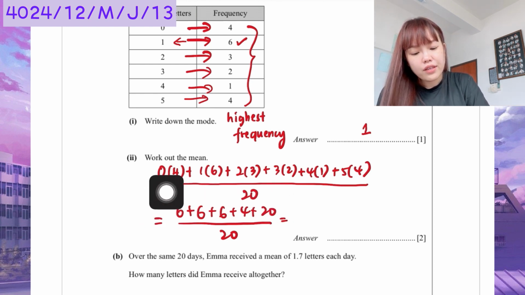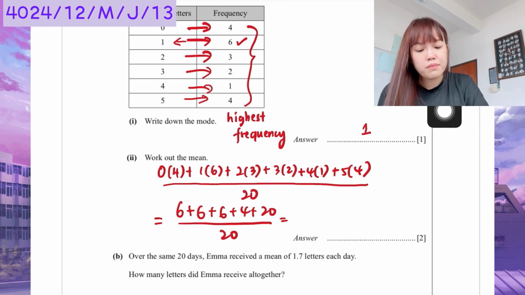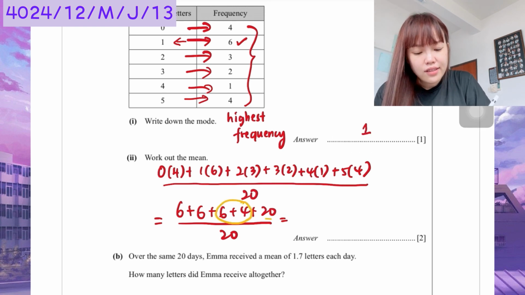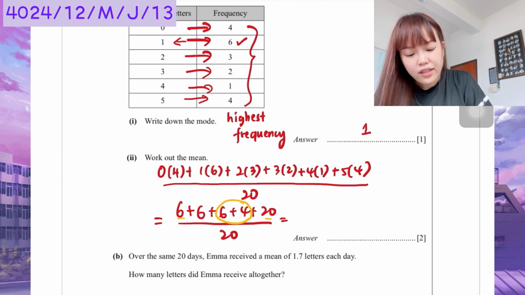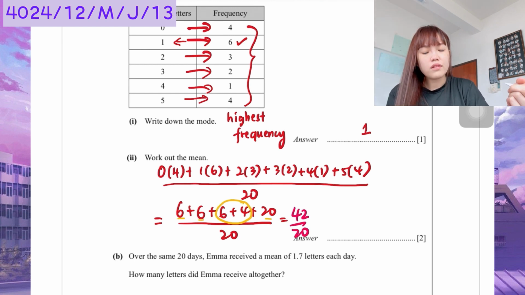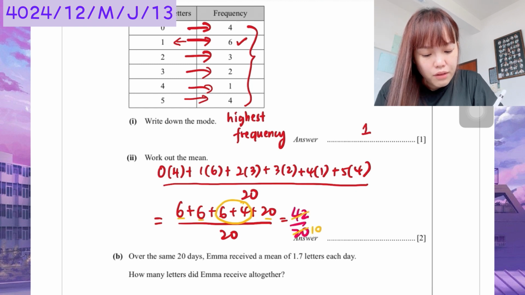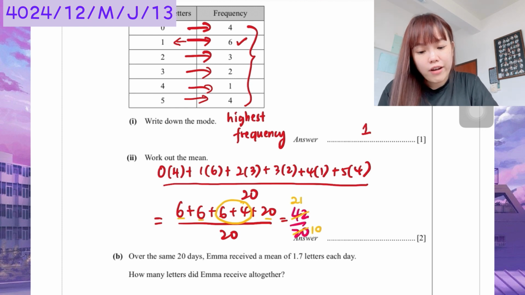I add up everything here on the top: 6 plus 6 plus 6 plus 4 plus 20. This 6 plus 4 is 10. I plus with 20, so 30. 30 plus 6, 36. 36 plus 6 is 42. So this is 42 over 20. And then I simplify by dividing by 2. Become 21 over 10. 21 divided by 10 is 2.1.